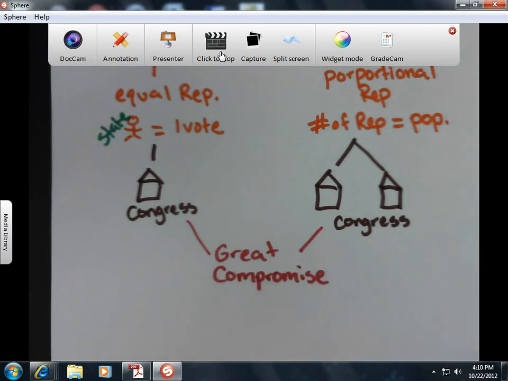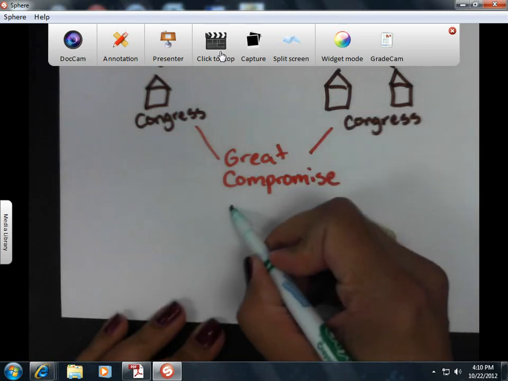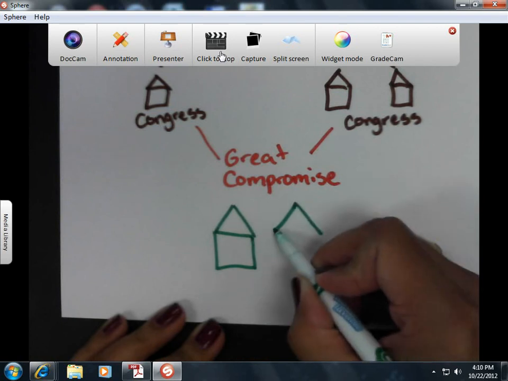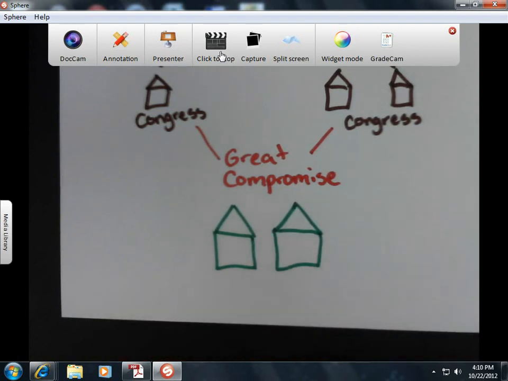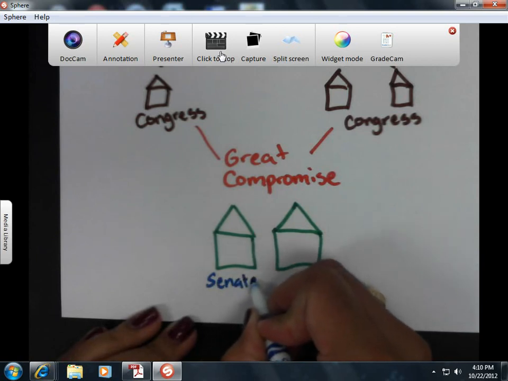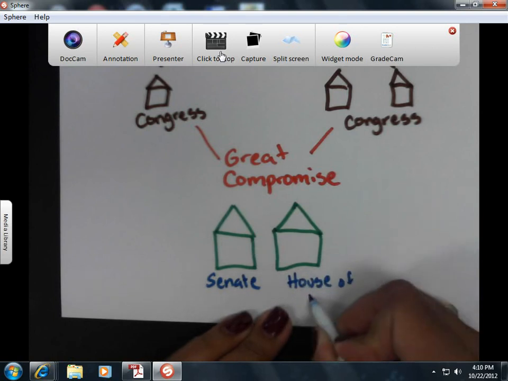Now, the Great Compromise, like both of the other two sides, we have to give a little in order to come to a compromise. And that's exactly what happens. What happens is we do get two houses of government. One is called the Senate. And one is called the House of Representatives. And that's exactly what we have today.